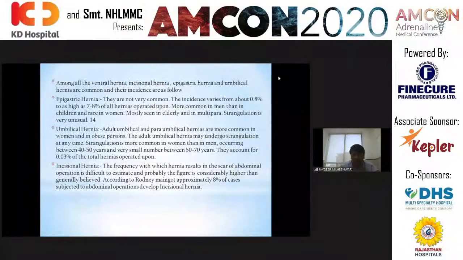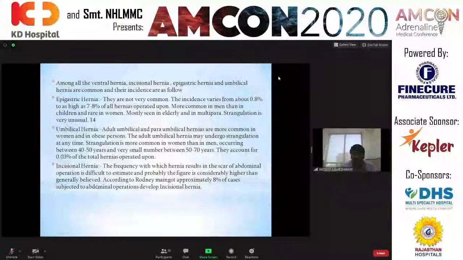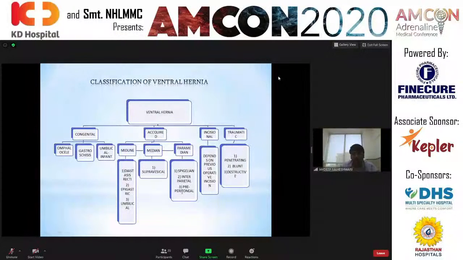Incisional hernias are the most common hernias presenting as ventral hernias. According to Rodney Maingot, approximately 8% of cases subject to abdominal operations developed incisional hernia post-operatively. Next slide, please. This is the classification of ventral hernia. Next slide.